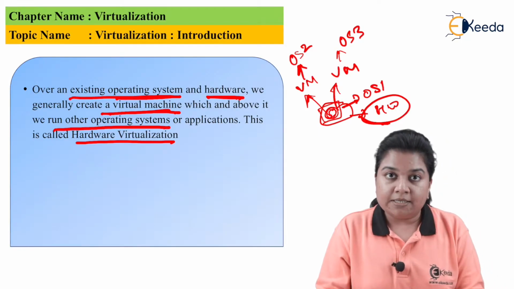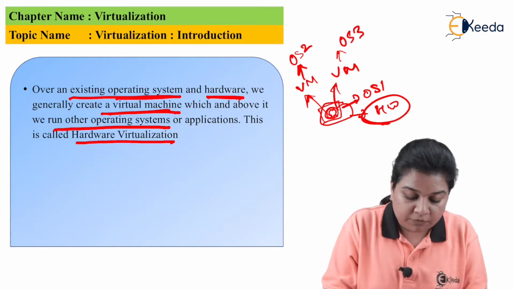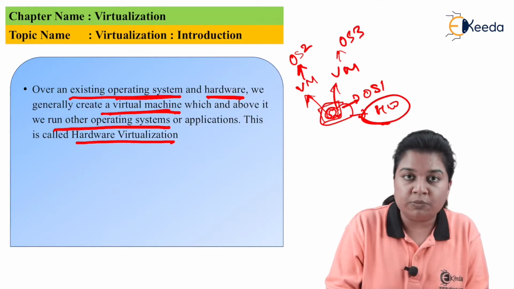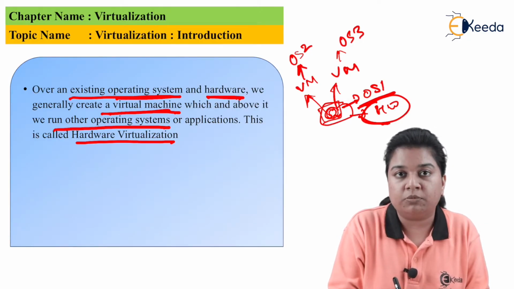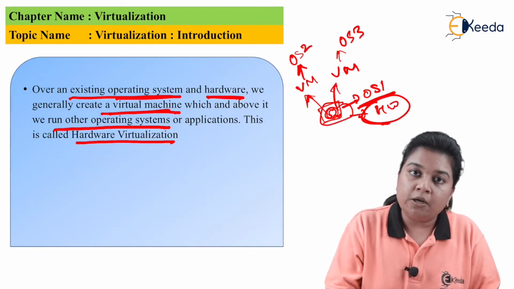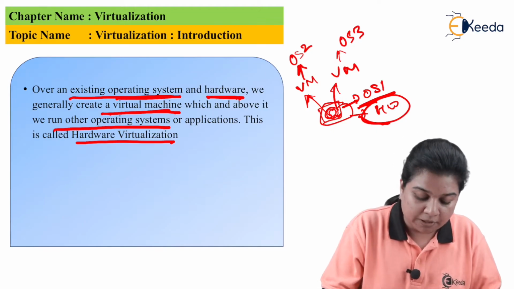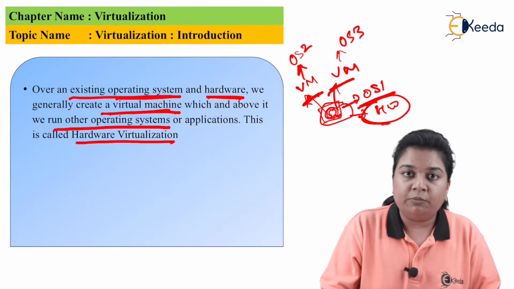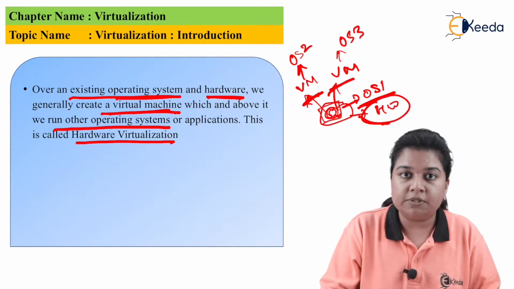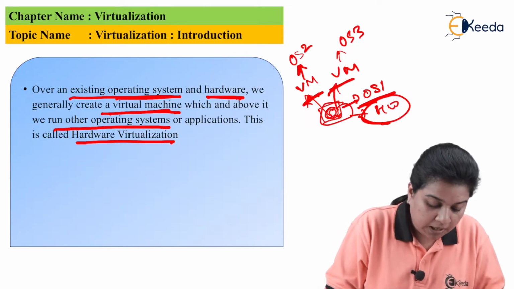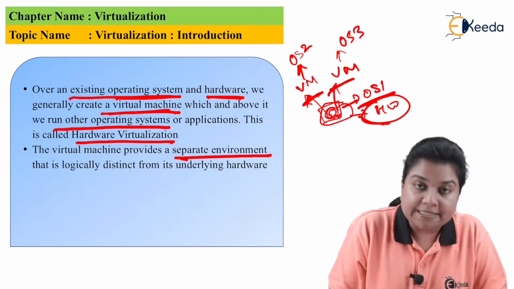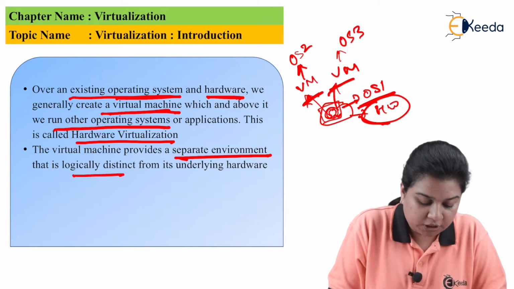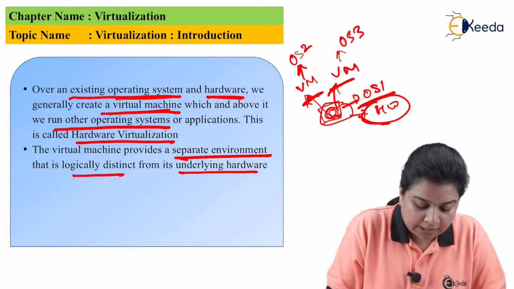So it is not necessary that if in a particular physical machine we are creating virtual machines, the operating system which is in the physical machine should also operate on those virtual machines. There can be other operating systems also which can be running on the virtual machines which are created using the single physical machine. This is called hardware virtualization. A virtual machine provides a separate environment that is logically distinct from its underlying hardware.